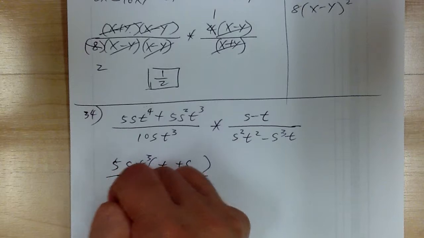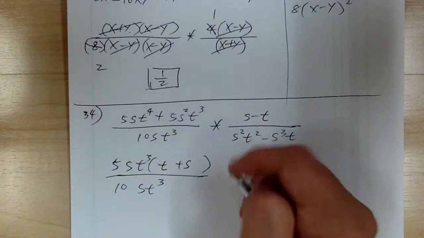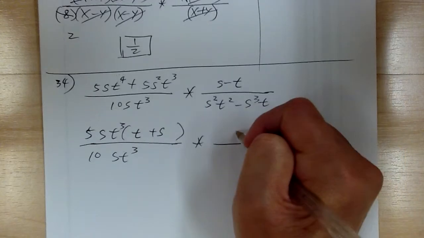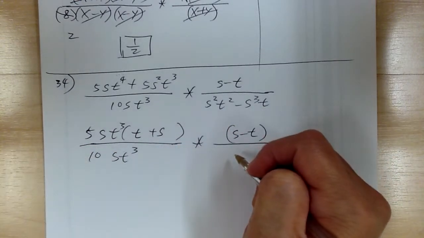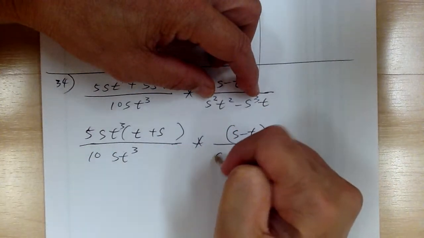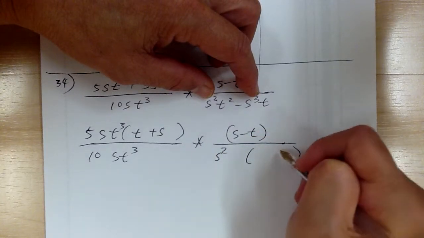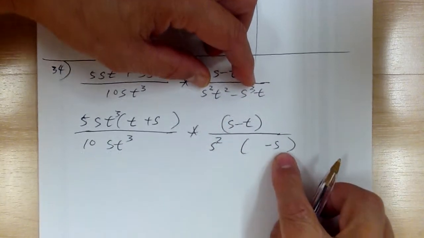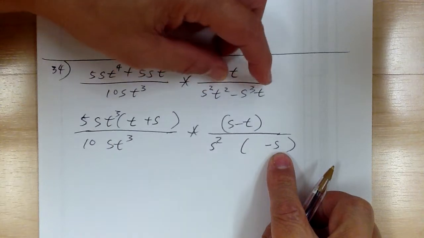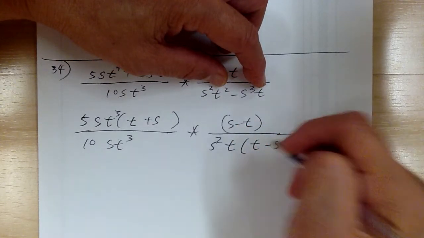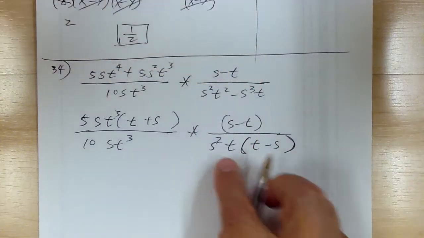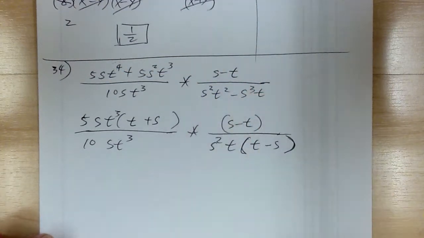You're going to have 10st to the 3 times, this one would be s minus t, grouped. This one, you can do step 1: factor out the s squared, so you're going to get s left over. Then over here you can factor out the t, so you get t left over in the front. You can always double check by multiplying to see if you get that.